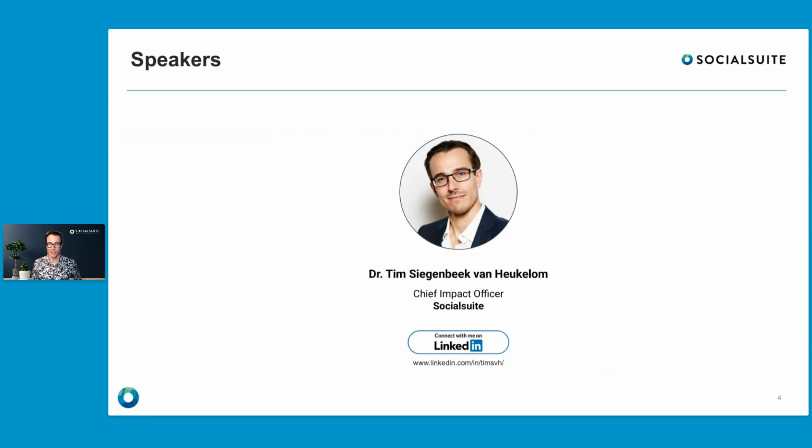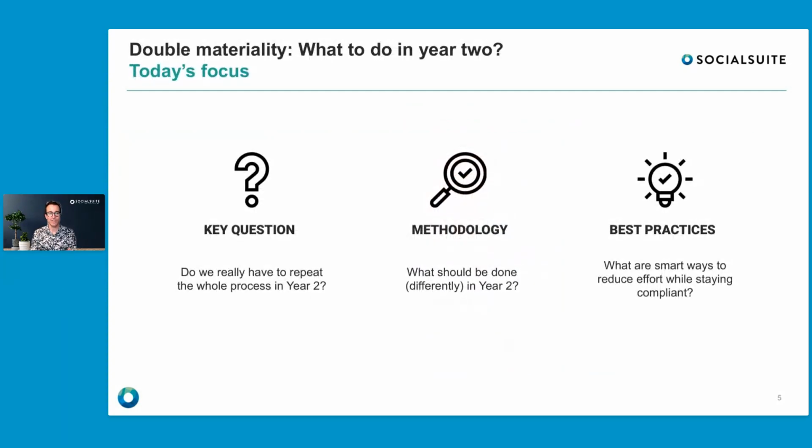Excellent. Thanks, Seth, for that introduction, and welcome everyone. It's a pleasure today to speak about the key topic that's on a lot of people's mind in the sustainability space: double materiality, what to do in year 2. Now, there's a key question that is really on most people's mind around that double materiality assessment. Do we really have to repeat that whole process that we did in year 1 in year 2? That is the core question that we're going to unpack today in the webinar. We're going to look at the methodology then. What should we be doing potentially differently in year 2? And we'll finish the webinar with some best practices. So what are some smart ways to reduce your effort while still staying compliant?